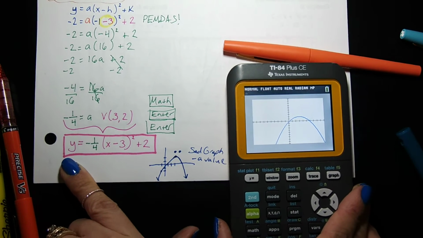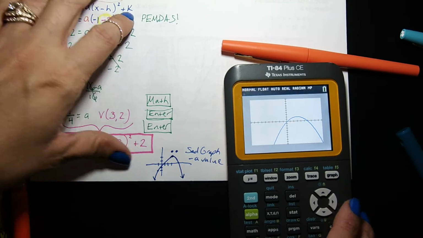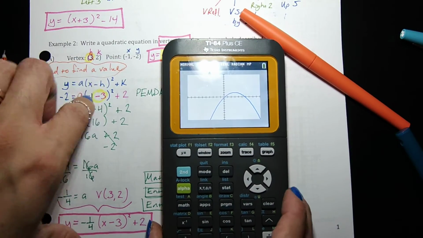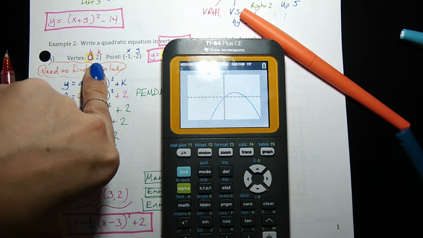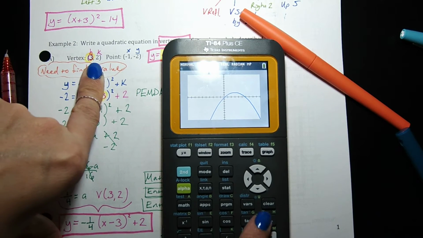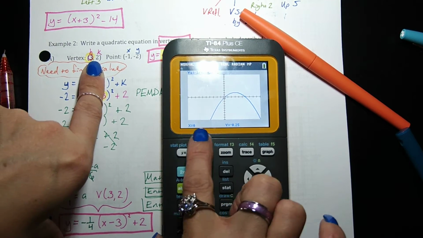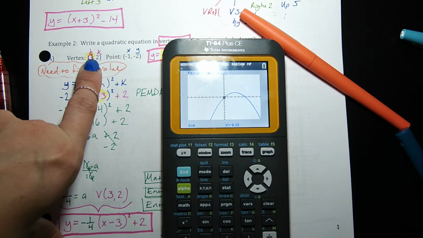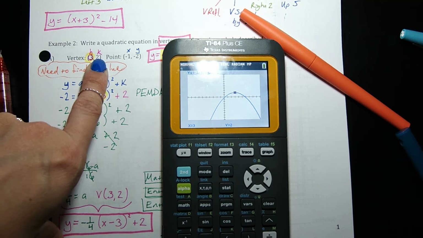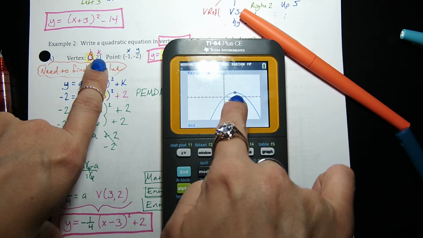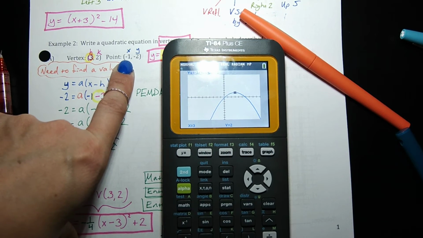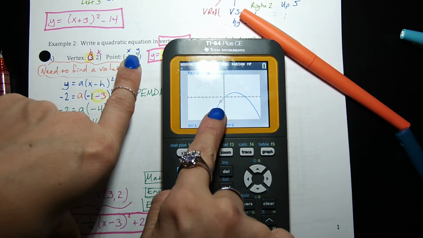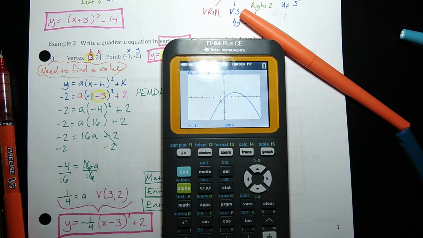We can verify that it looks like what we guessed with our sketch, but also we can check these 2 points using our trace button. When you hit trace, it engages your x equals, y equals, and if I type in that value of 3, what should I get for the output? 2. Boom, there's my vertex. If I type in negative 1, what should we get for our output? Negative 2. There's that other point on the graph.